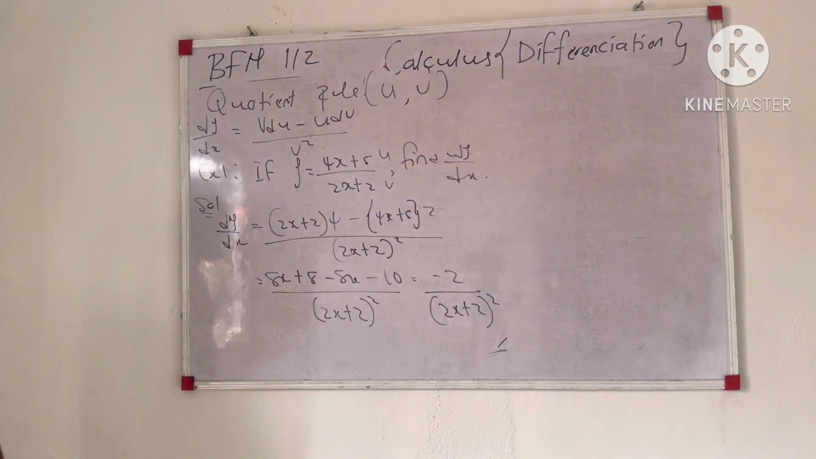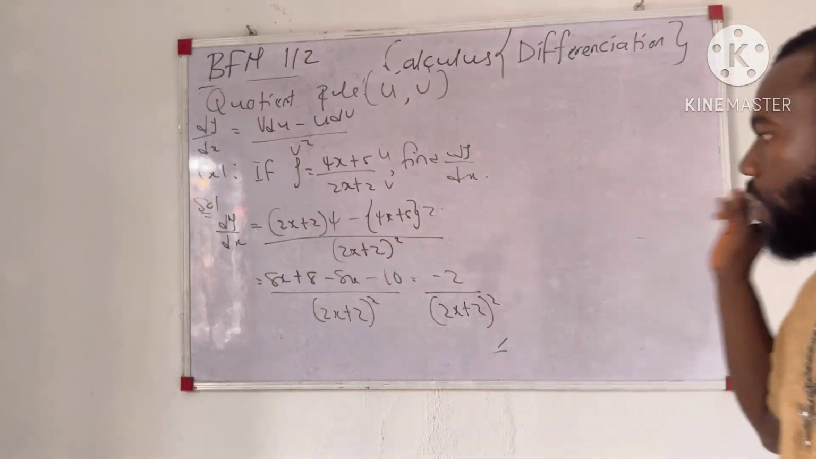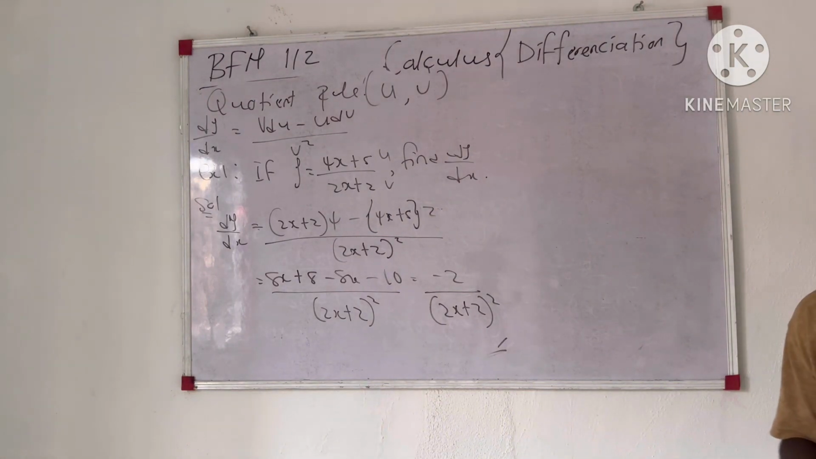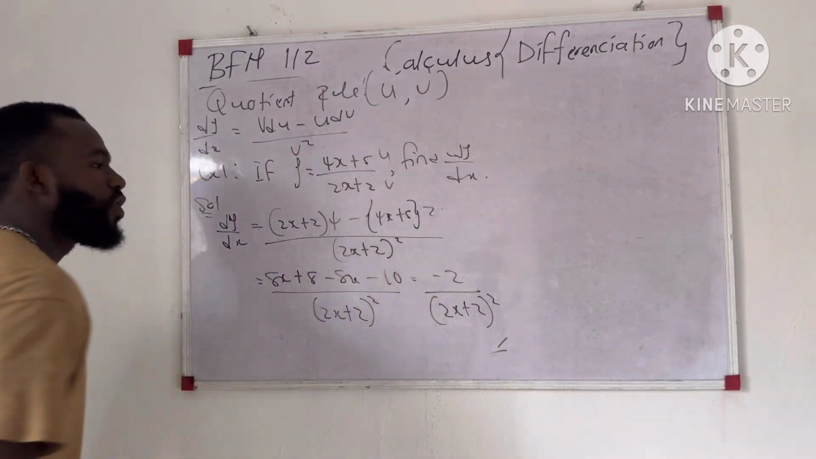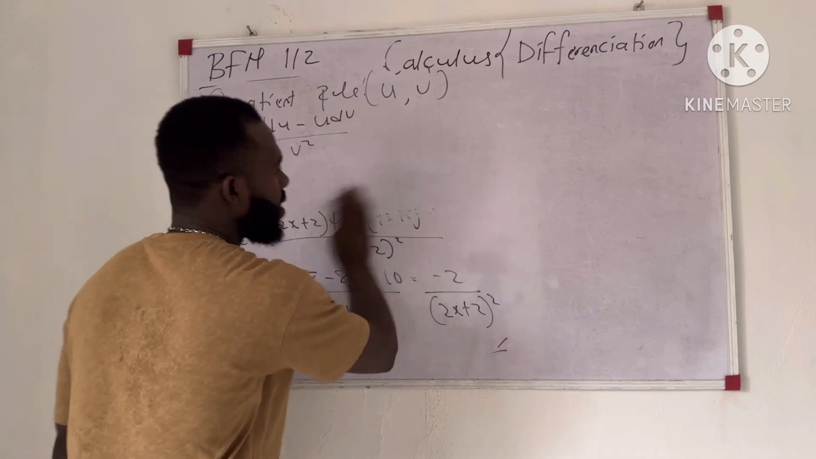That is the answer to the question. You see, you don't work with the denominator. You only work with the numerator. So this becomes our answer to question number 1 involving quotient rule. So let's go to example 2 and then we'll call it a day.